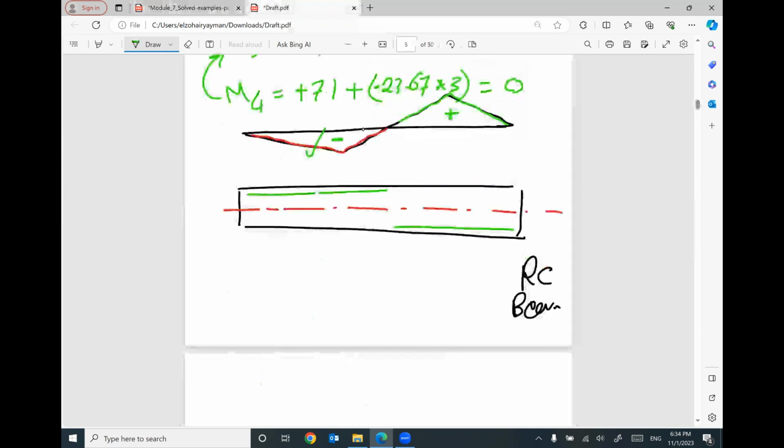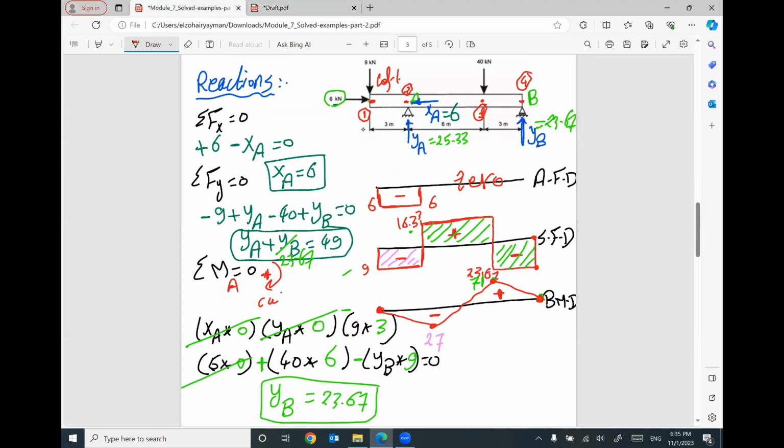The only concern, with steel reinforcement, I'm going to need a small number of steel rebars where the value here is only how much? 27. But the value here is 71, too much. That means I'm going to use a bigger number of steel rebars. So the values will be transformed to something in the design later. But so far, I don't care about anything.